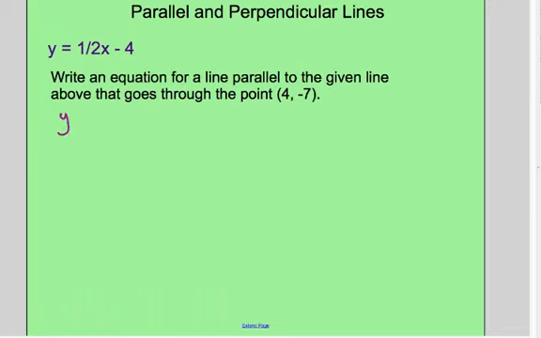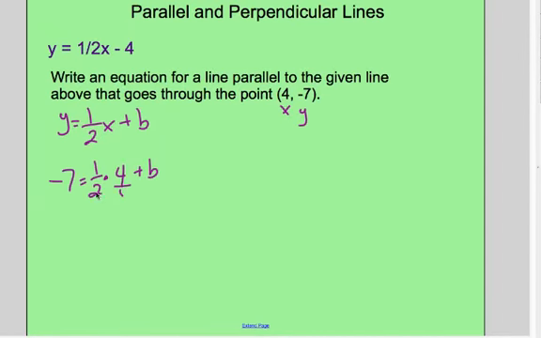So I know that the equation for the line that is parallel has to be y equals 1/2 x. What I don't know is the y-intercept. That's the part I don't know. I know it goes through this point, but I don't know what the y-intercept is. But remember that this is my x value and this is my y value for that equation. That's one of the solutions for this equation. So if I plug in -7 equals 1/2 times 4, because that's my x value, plus b, I can solve for my y-intercept and get my answer.